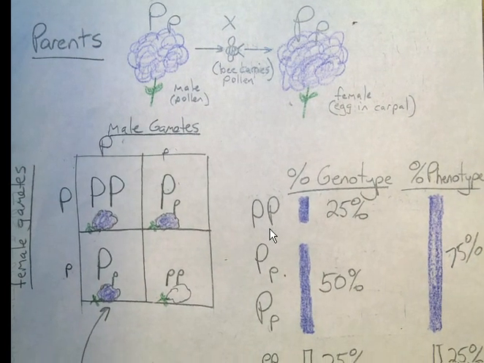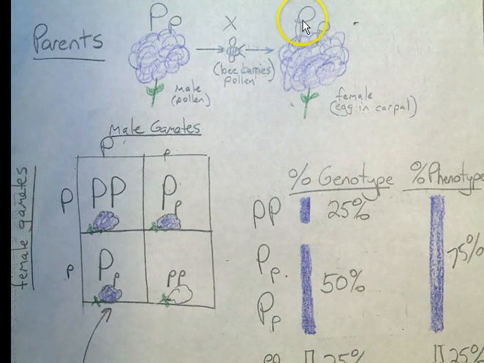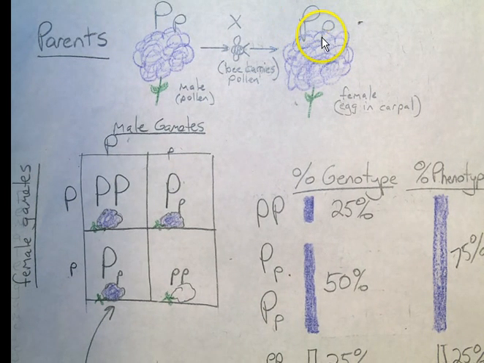Female gametes are going to be listed on the side here. The female can only produce the same kind of gametes as the male. We have big P, little p, and the diploid cell undergoes meiosis. So either we're going to make eggs with a dominant allele, big P, or eggs with a recessive allele, little p, and that's listed on the side.